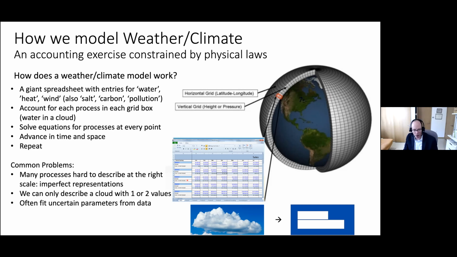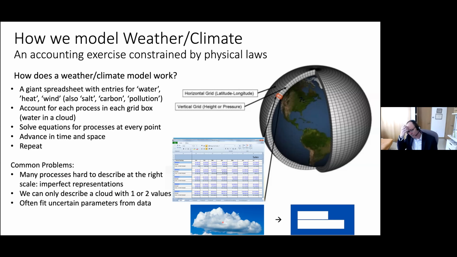Now, the common problem here is it's easy to keep track of the total amount of water or energy in the system, but many of these processes are hard to describe at the right scale, and we have very imperfect representation. So for example, I do a lot of work with cloud physics, and I showed you this picture of a cloud, which is highly detailed, and the different darkness and lightness here indicates that there are different amounts of water content in different parts of the cloud. But if we're running a global climate model, our cloud would look like the picture on the right. We would basically have two different values to describe everything that's going on in this cloud.